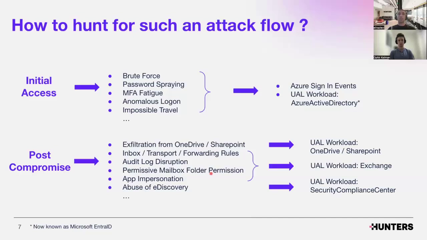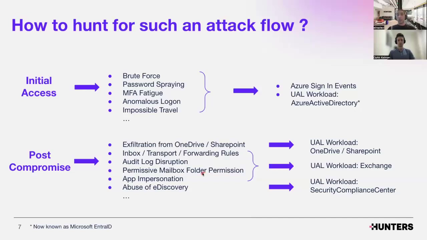phases. For the initial access phase, we can try to look for brute force, password spraying, impossible travel, and more. We will do it using two data sources. The first is the Azure sign-in events, and the second is a workload under the Unified Audit Log. Originally, it was called Azure Active Directory, but nowadays it is called Microsoft Entra ID.